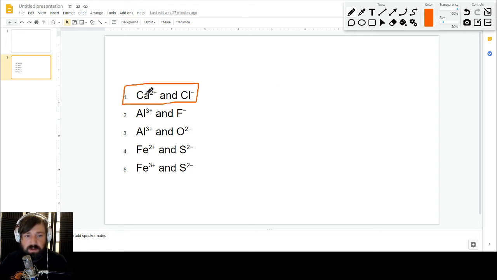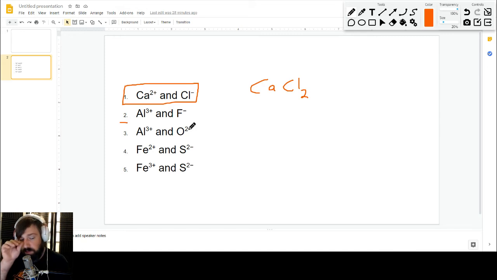So, calcium has a 2+ and chlorine has 1-. So, how many of each of these guys do we need in order to get a neutral compound? Well, we're just going to go ahead and write these guys. And if this is 2+, we know we're going to need 2 negatives for that. So CaCl2. Remember, we don't need to write Ca1 down, because if we wrote down Ca, you know there's at least 1. So there's that.